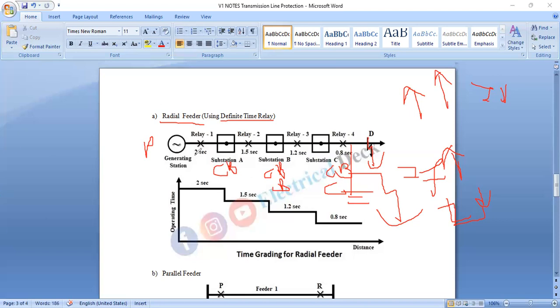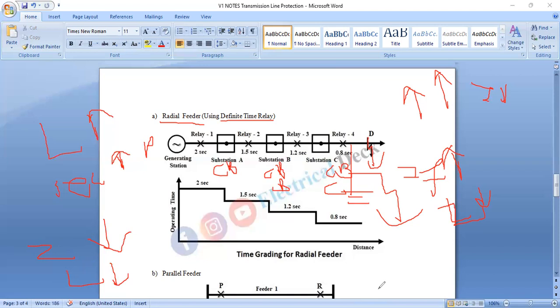Ideally, operating time should be less for a larger amount of fault current. If the feeder has a large length and the number of sections is more, then this cannot be satisfied. So the time graded principle is applicable only when the impedance between the substations is low and the feeder length is less.